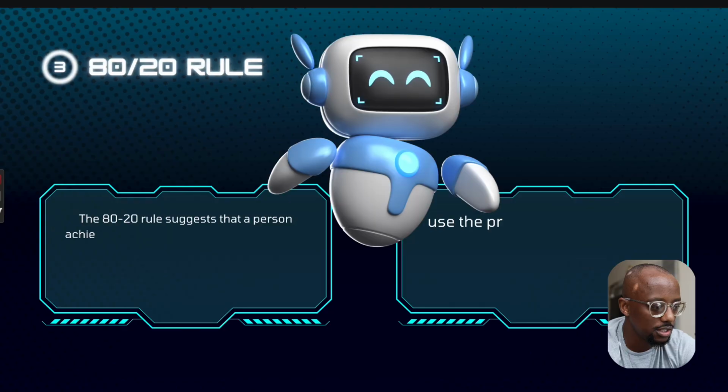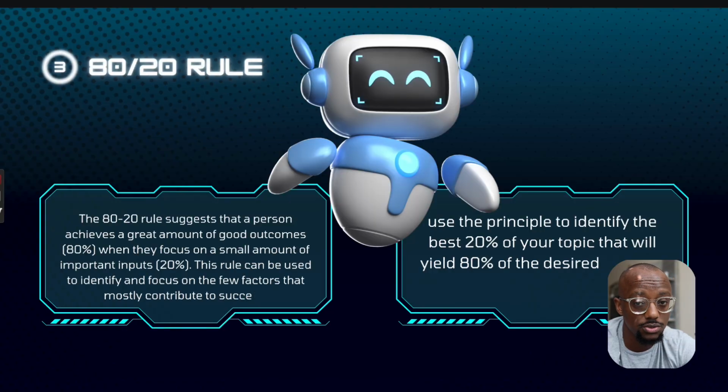The next one is the 80-20 rule, and I love this, especially when I'm learning something new, a new skill or anything like that. If you don't know the 80-20 rule, it suggests that a person achieves a great amount of good outcome, 80%, when they focus on a small amount of important input, 20%. This rule can be used to identify and focus on the few factors that mostly contribute to success.